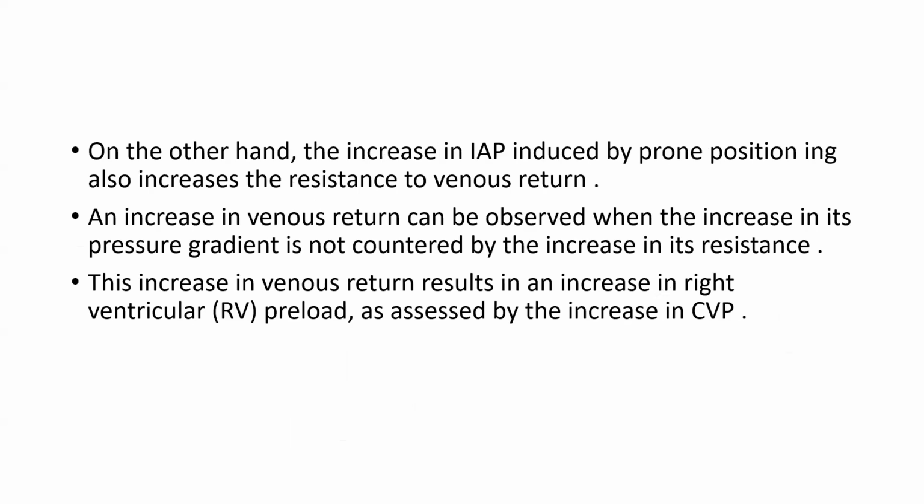On the other hand, whenever the patient is in the prone position, there is an increase in intra-abdominal pressure induced by prone positioning, which increases the resistance to venous return. So an increase in venous return can be observed only when there is an increase in the pressure gradient which is not countered by the increase in resistance. The increase in venous return results in an increase in right ventricular preload, as assessed by an increase in the CVP.